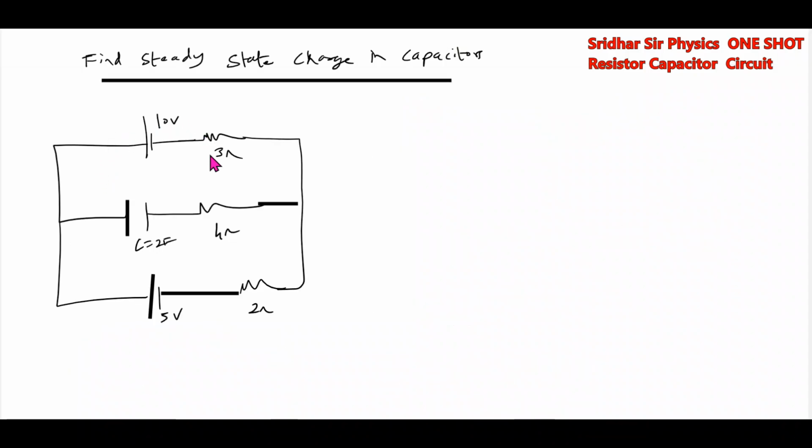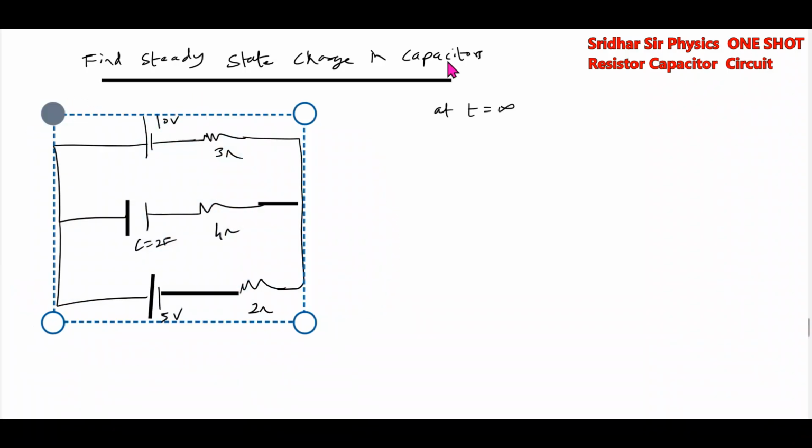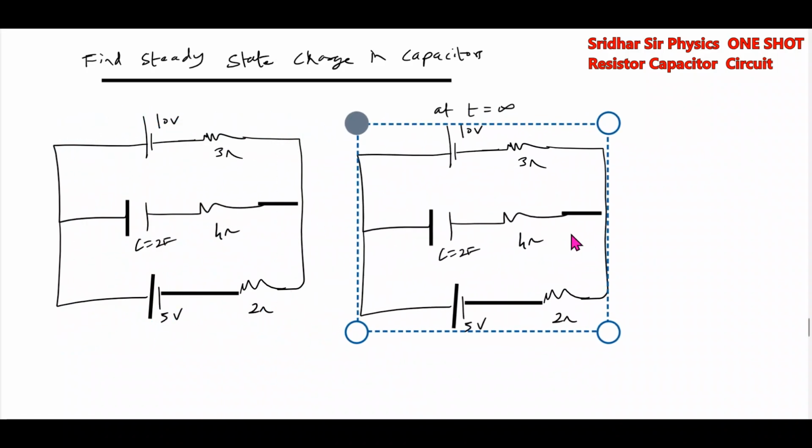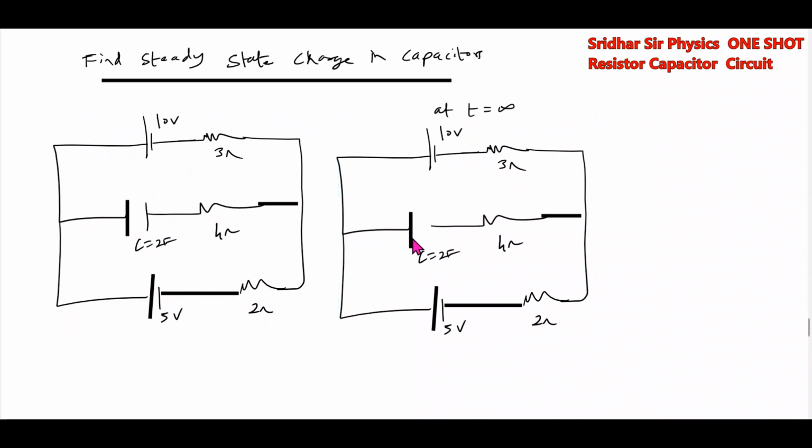Fine. Now we have to calculate the steady state charge across this capacitor. At t equal to infinity, after a long time, we'll draw the circuit. What will the capacitor be? We have to replace the capacitor with an open circuit. Already you know the method. So wherever a capacitor is there, I'll replace it with an open circuit. Where there is an open circuit, there is no current, so the current will flow only here, on the path like this, current I.